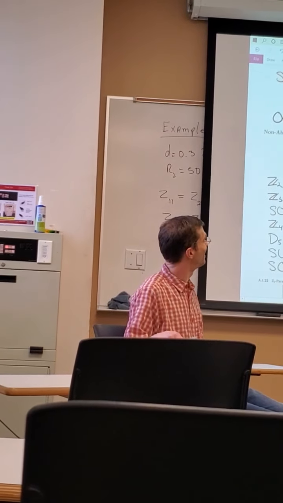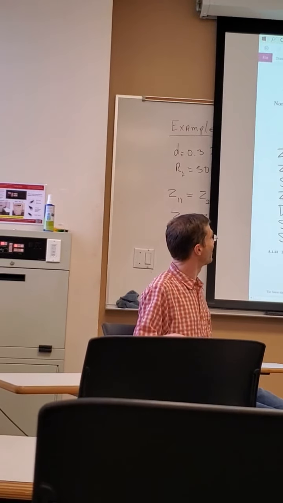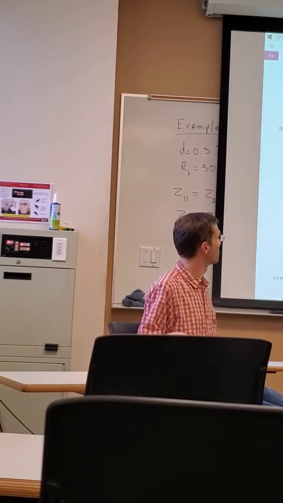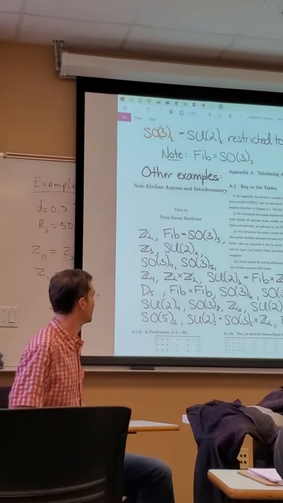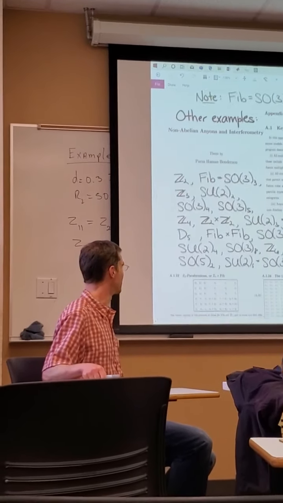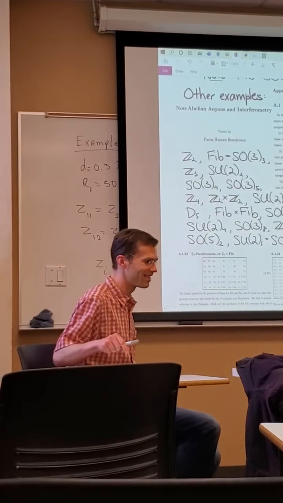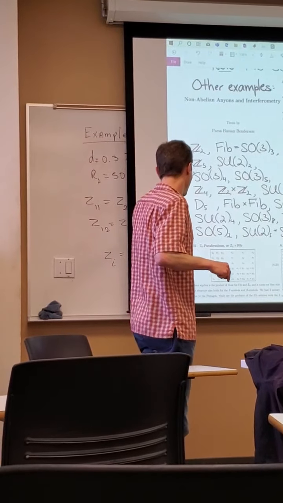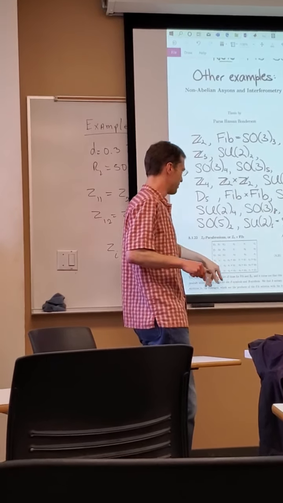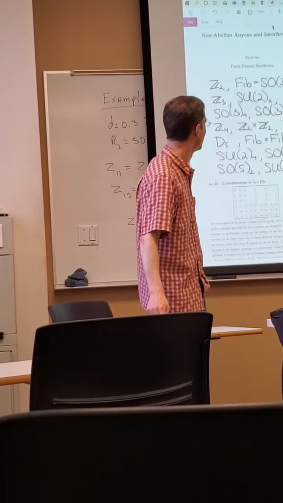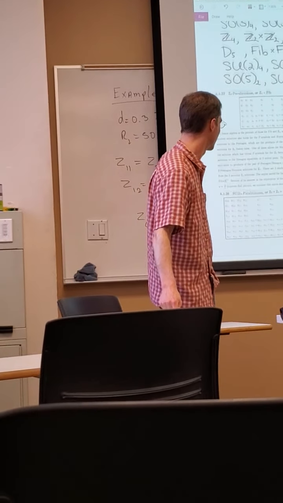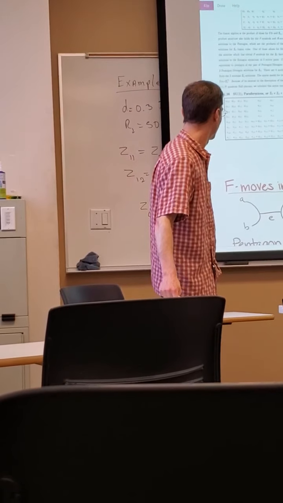Alright, so be it. I always Google Parse's thesis, because he has a long list of millions of anyon models. And he tells you what all the numbers are, what all the F matrices are, and what all the R matrices are, and all that stuff. Kind of awesome, in the appendix of his thesis.